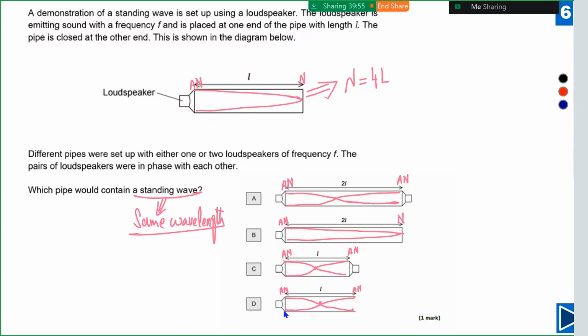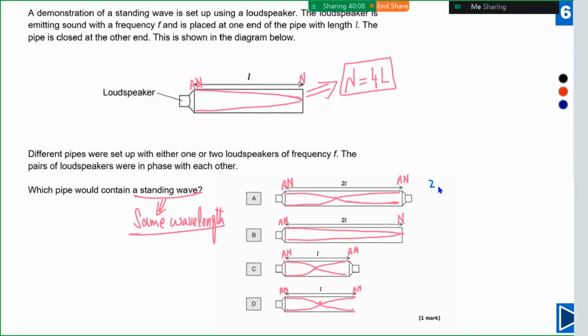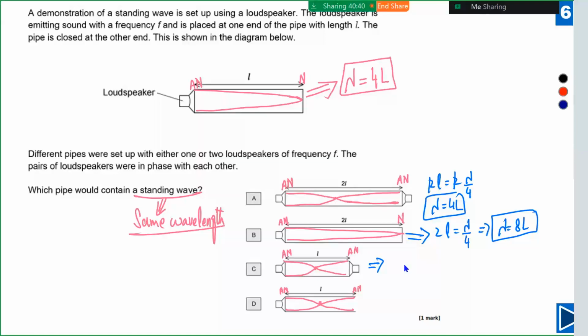Now please try to find out which has the same wavelength that is equal to 4L. If you look at this one, in this case, we will have 2L equal to 2 lambda by 4. So you can cancel 2 with 2 and you will have lambda equal to 4L. So this one, first one. How about the second one? You will have 2L equal to lambda by 4. So from here we can say lambda is equal to 8 times L. How about here? We will have L equal to 2 lambda by 4. So we can cancel this one, and we will get lambda by 2. So simply you will say lambda will be equal to 2 times L.